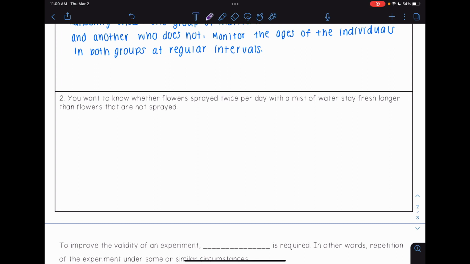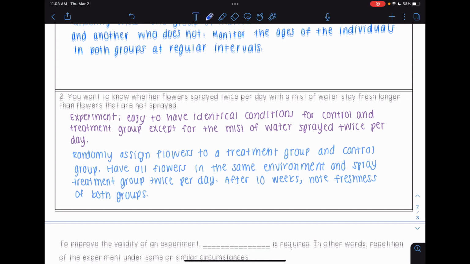So first I want to see, okay, can this be an experiment? Well, I see this one can be an experiment. It's very easy to have a control group and a treatment group. The control group would not be sprayed twice per day with a mist of water, where the treatment group would be. And I would make sure they are both in the same conditions. So go ahead and pause the video. I want you to try and think of a design of an experiment for this. When you think you have it, go ahead and press play and see what I've written down.